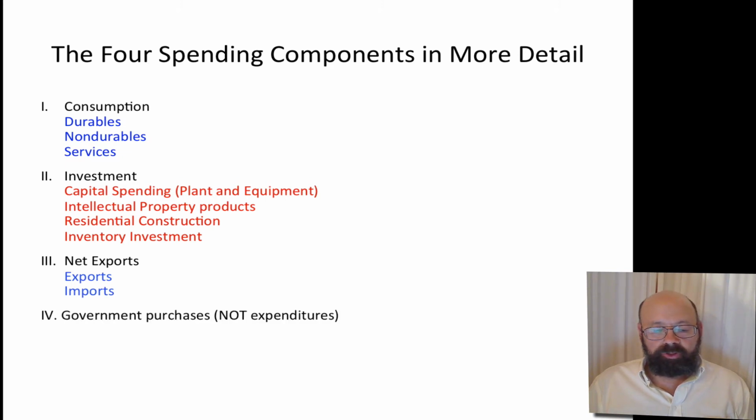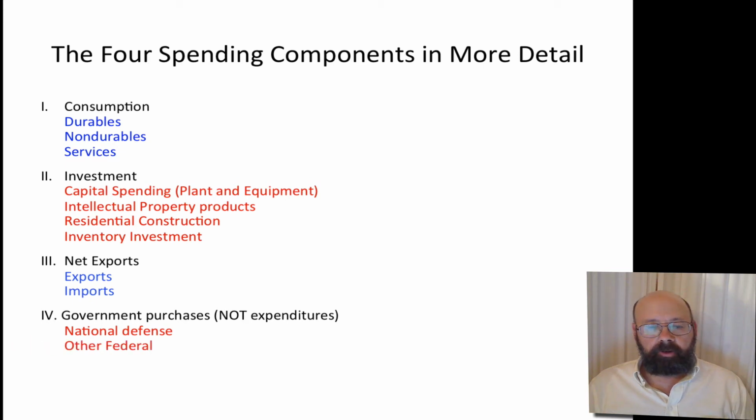And government purchases, not expenditures, like I just said, we're only interested in purchases of goods and services and not in transfer payments, can be broken down into federal purchases for defense reasons, other federal purchases of goods and services, and also purchases of goods and services by state and local governments.